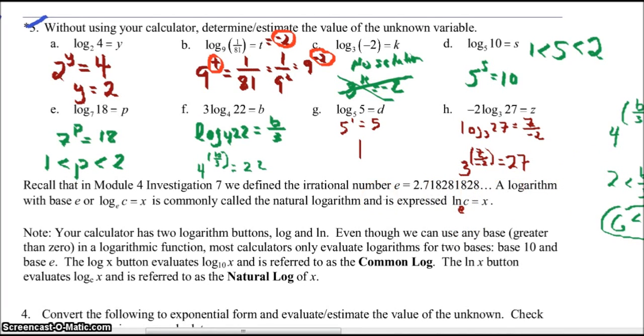When you see the ln, it's the natural log. Your calculator has two logarithm buttons, log and natural log. Even though we can use any base greater than 0 in a logarithmic function, most calculators only evaluate logarithms for two bases, base 10 and base e. The log x button evaluates log base 10 of x and is referred to as the common log. The ln x button evaluates log base e of x and is referred to as the natural log of x.